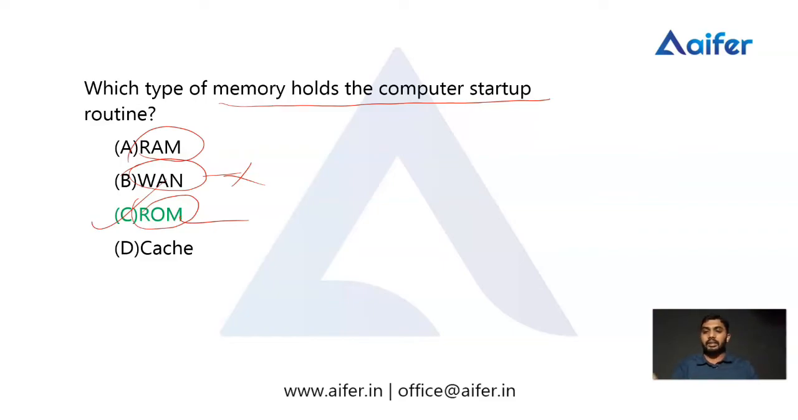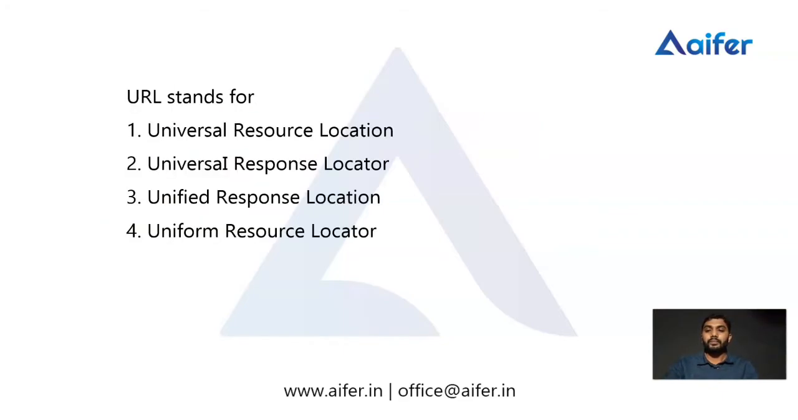And RAM means random access memory. It is a volatile and temporary memory. And ROM means read only memory, a non-volatile permanent memory, and this ROM holds the computer startup routine. So we need to understand it very clearly. We can move to the next one.